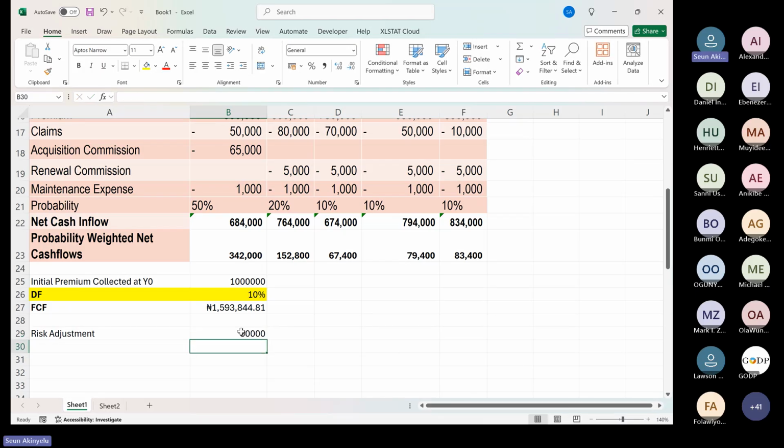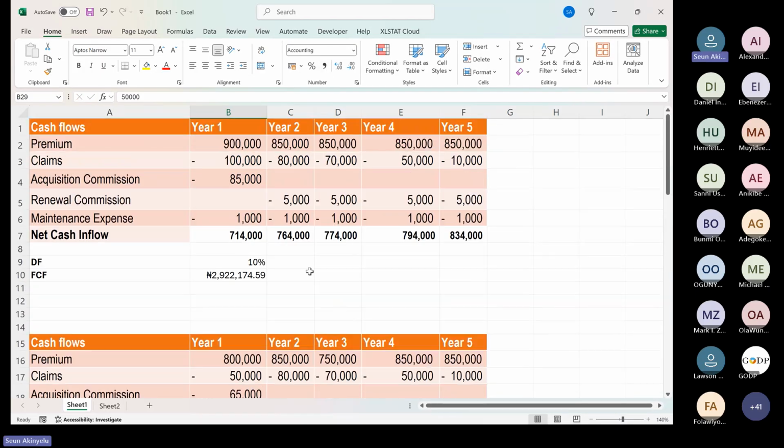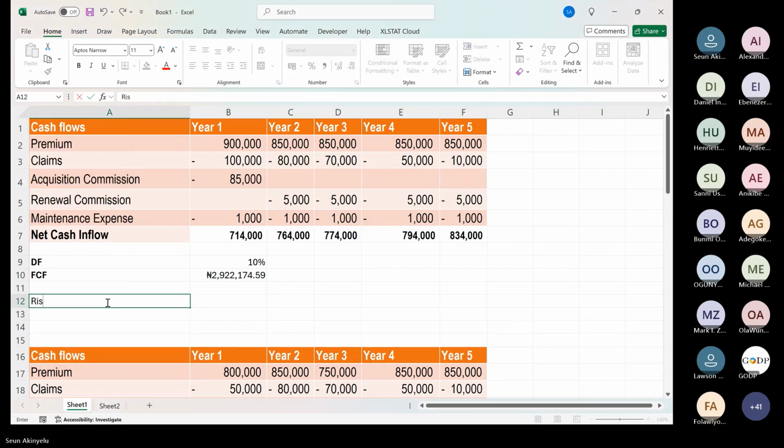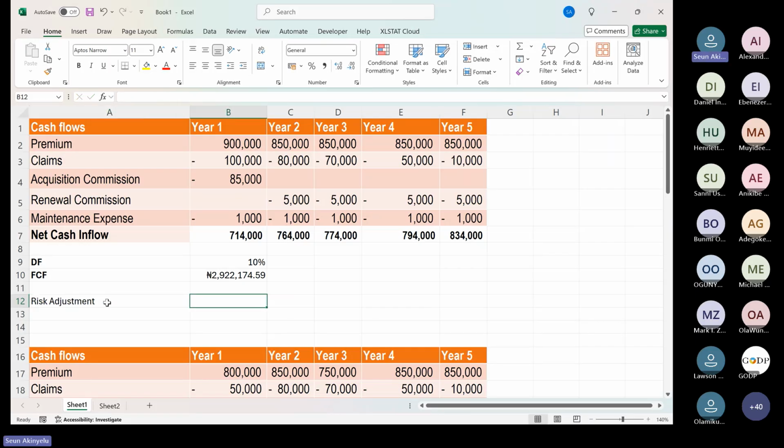Risk adjustment is 50, or let me use the first one here. It's the same thing, however. Let's say risk adjustment is 50,000. So how do we calculate contractual service margin, CSM?